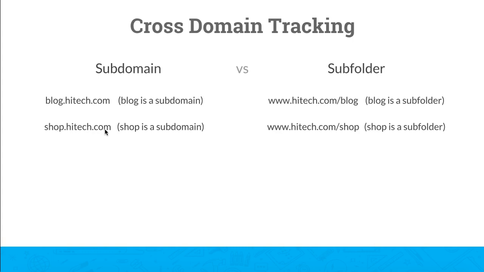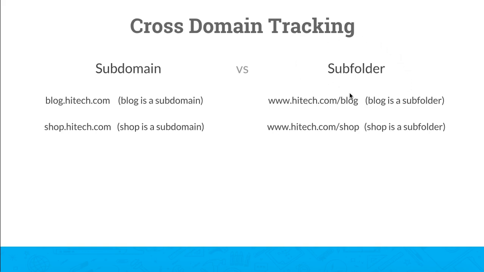shop.hightech.com. Now, if it were set up as a subfolder, that means that section of the site would come after the top level domain. So in this case, we see www.hightech.com/blog. That means the blog is a subfolder. Here, the shop is a subfolder. Subfolders are usually considered part of the site, and there are no problems with reporting.